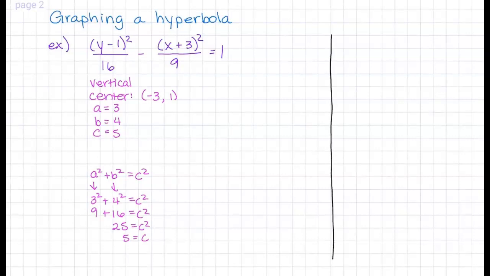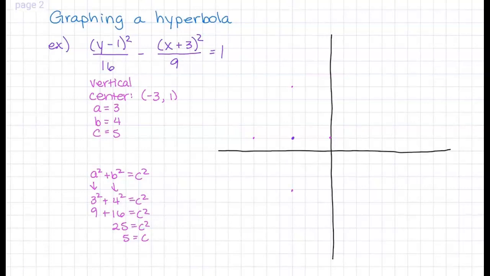I'm going to set up my axes. And the center is at (-3, 1). So there's my center. Now from there I'm going to measure left, right, up, and down my A and my B. Remember, A is 3, and that's always your left and right distance. So there's A right there. And then for B, I go up and down from the center 4 units.